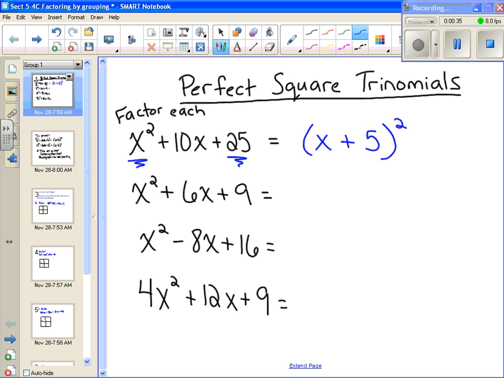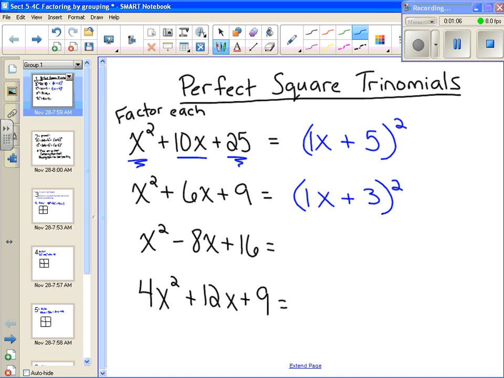Now to double check that, because we do have a middle term, if you take, this is like a 1x, if you take 5 times 1, you get 5, and if you double that, you get 10, and that has to be true if it's a perfect square trinomial. So for example, on the next one, x squared is a perfect square, the square root of x squared is x, the square root of 9 is 3, so we think it's going to be (x + 3) squared. If we multiply 1 times 3, we get 3. If you double that, you get 6.